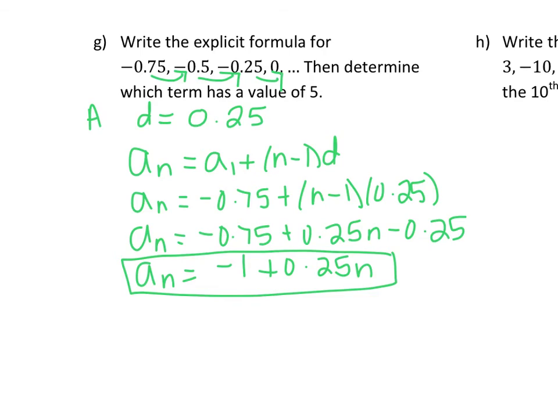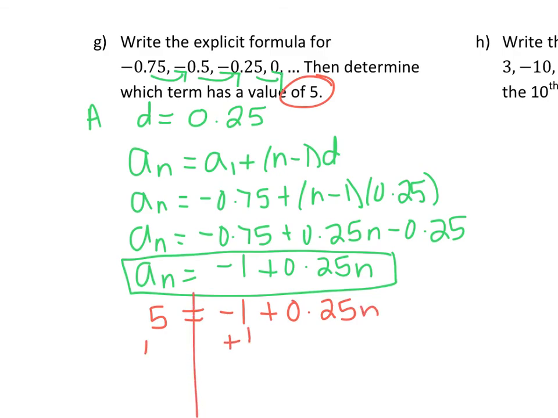When you have an arithmetic sequence, you can actually plug in the 5 when you want to know which term has a value of 5. You can actually plug that in for a sub n. We couldn't do that on one of the previous examples because it was a geometric sequence, and we don't know how to solve an equation when we have a variable in the exponent. Okay, but we don't have any variables in the exponent, so we could actually just set up an equation to solve. So 5 equals negative 1 plus 0.25n.